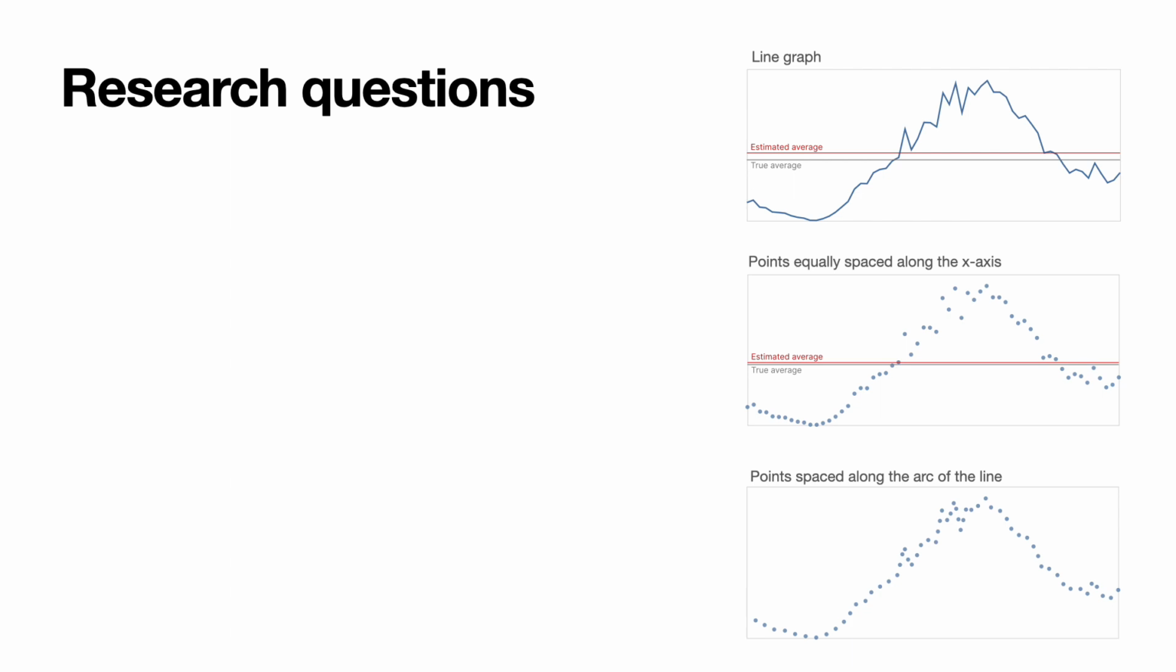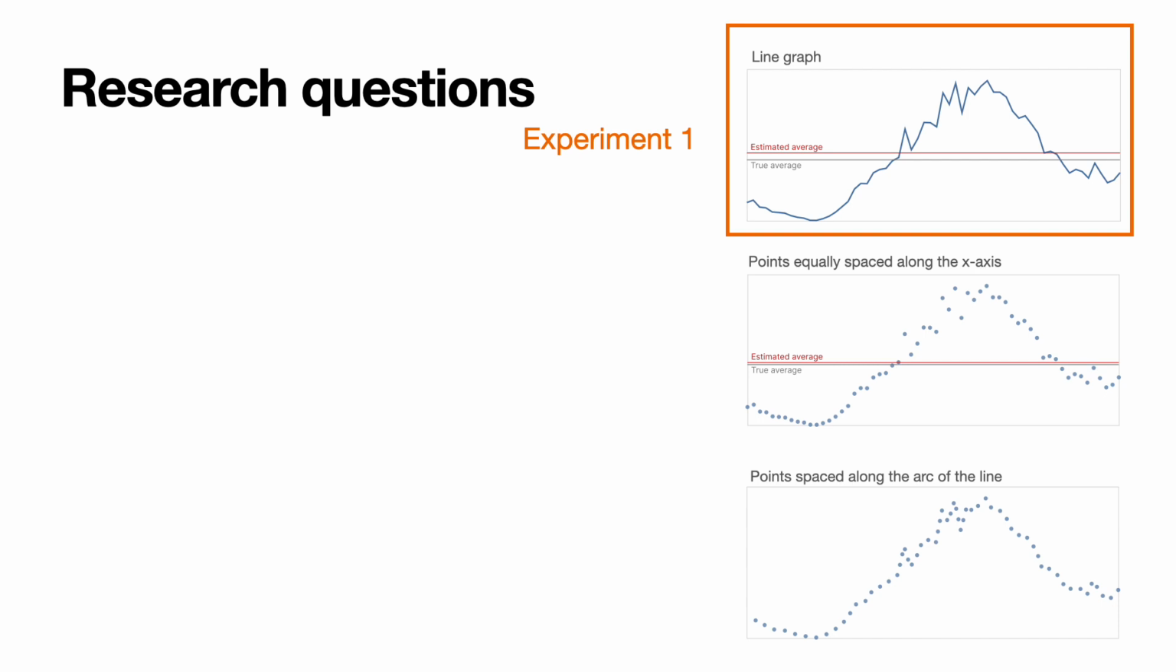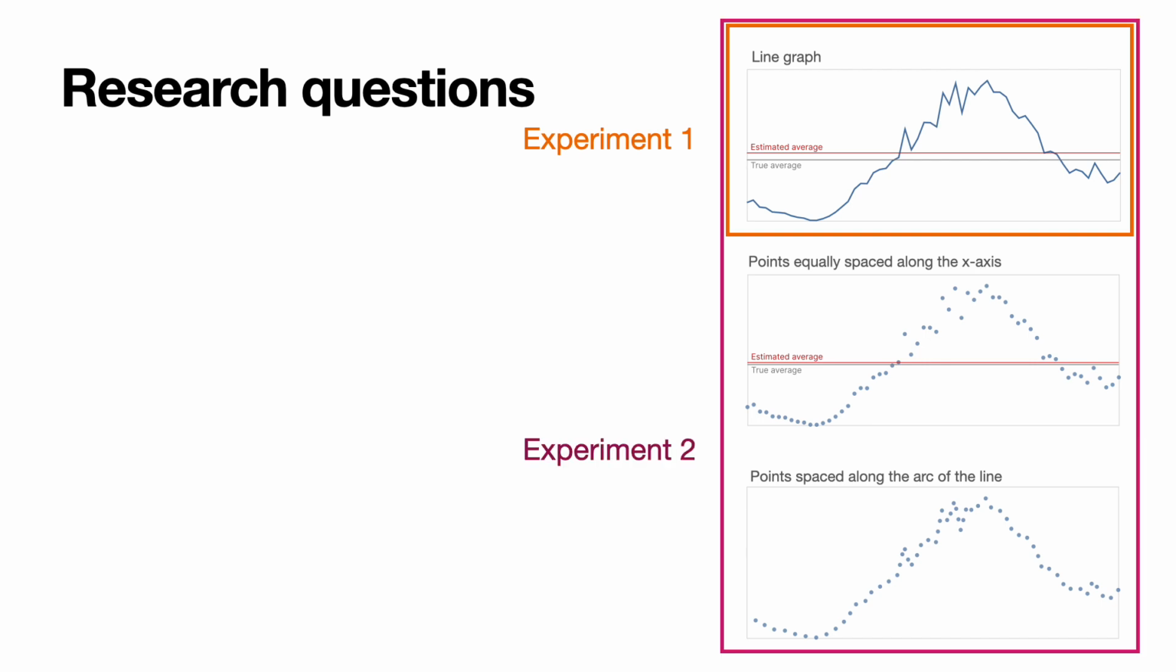To investigate these questions, we designed and ran two pre-registered experiments. The first one was to determine if there was a previously undocumented bias in the perceptual line graph estimation, and the second one to confirm the first experiment and also to determine if we could influence the degree of variability overweighting by changing the mark type.